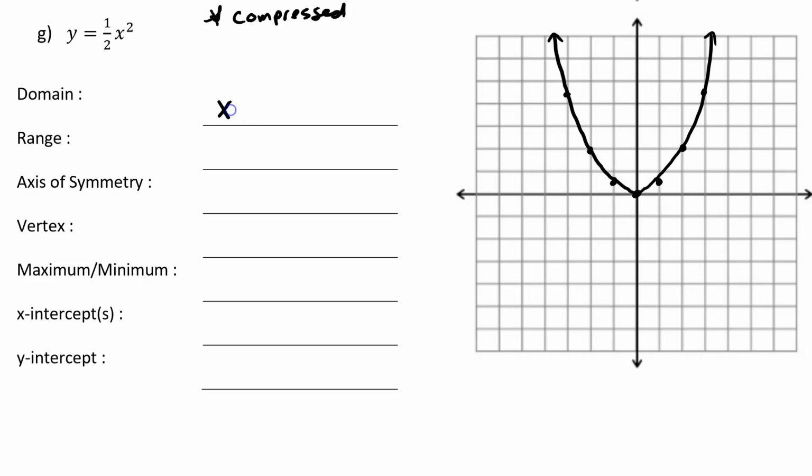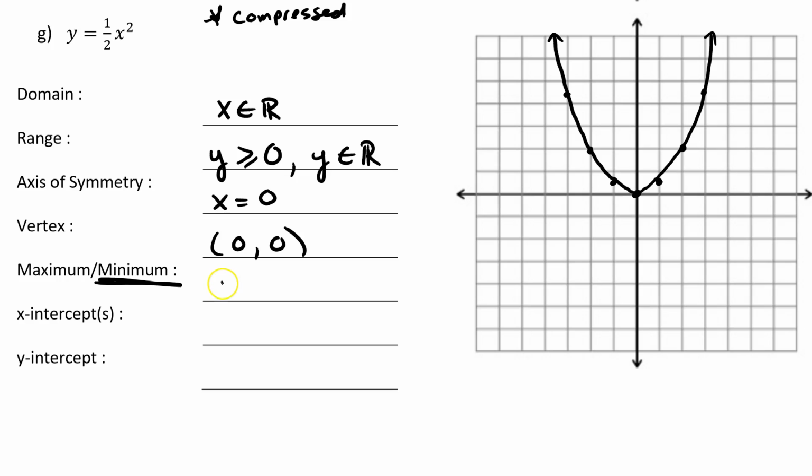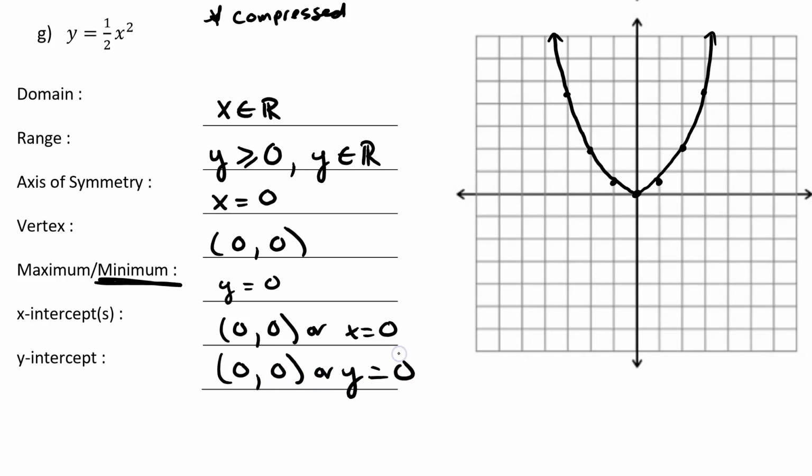So the domain here is x is an element of the reals. The range is y is greater than or equal to 0, and y is also an element of the reals. The axis of symmetry is x equals 0. The vertex is at 0, 0. The minimum is at y equals 0. The x-intercept is at 0, 0, or x equals 0. And the y-intercept is at 0, 0, or y equals 0.